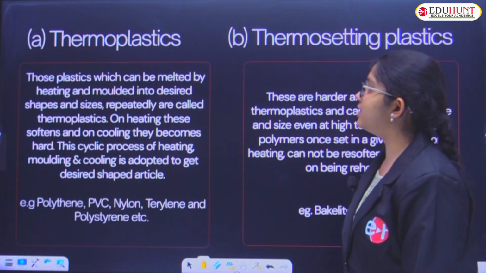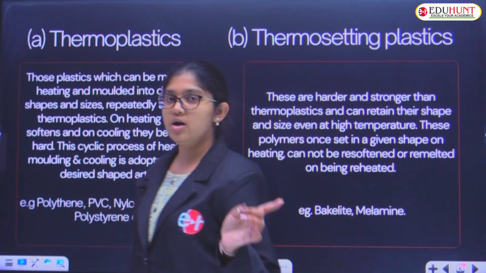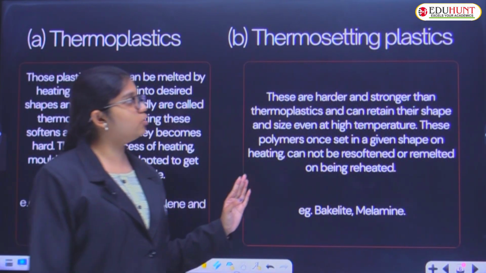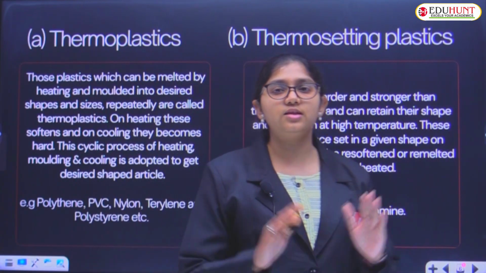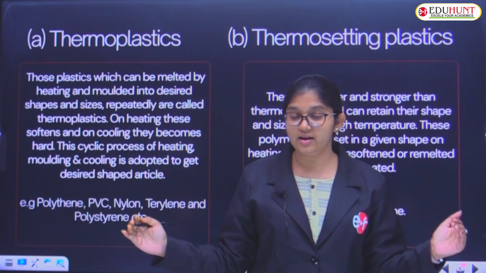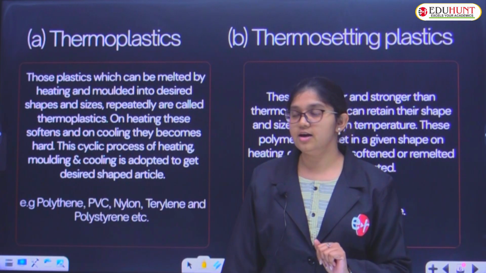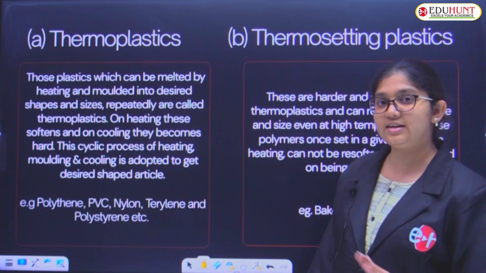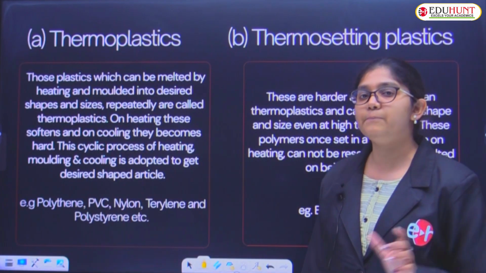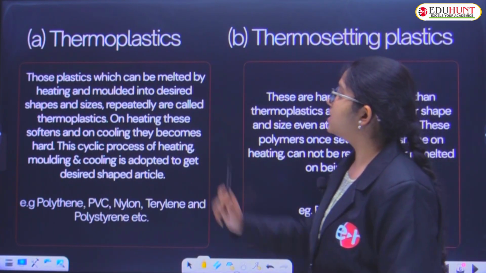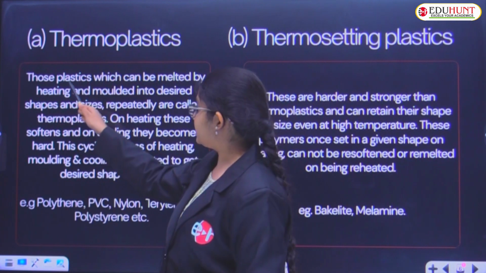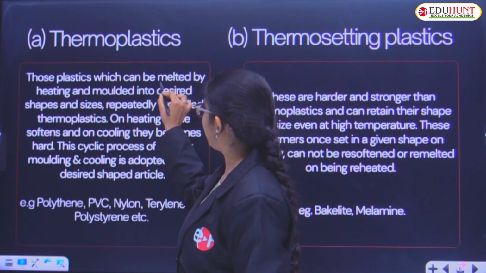Okay, children, we have two types of plastics, right? What are the two? Thermoplastics and thermosetting plastics. What are these two and how are they classified based on the particular name? We'll see now. First one is thermoplastics. Once again, repeat after me. Thermoplastics. Very good. So thermoplastics are those plastics which can be melted.